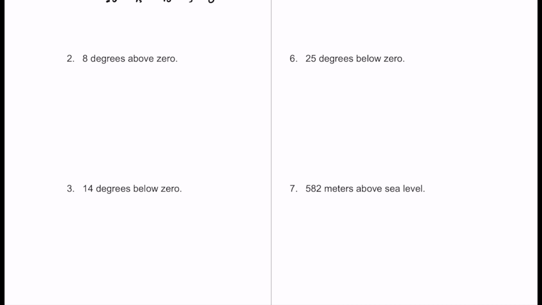For number two, we have 8 degrees above 0. Now, if it's above 0, that means it's going to be a positive value. So if we're going to write the integer of positive 8, we just have to write 8. Don't put the plus sign.